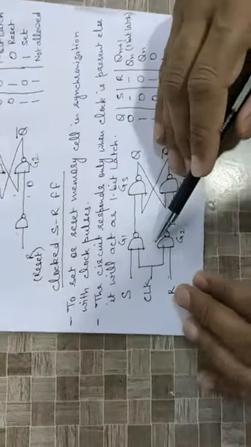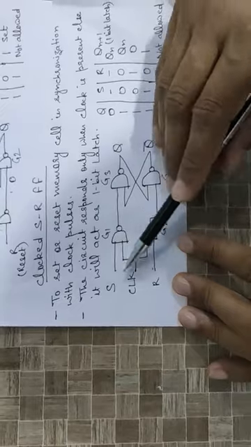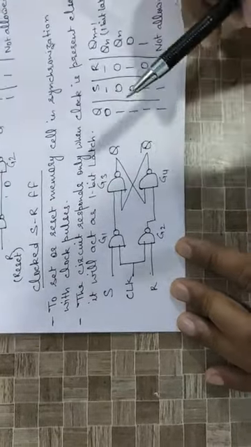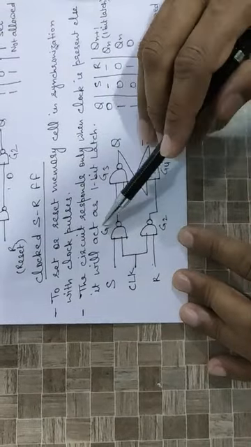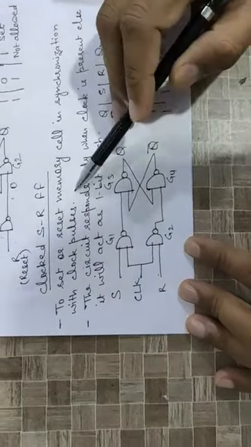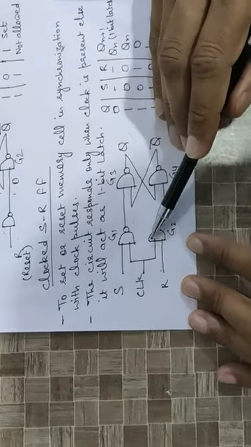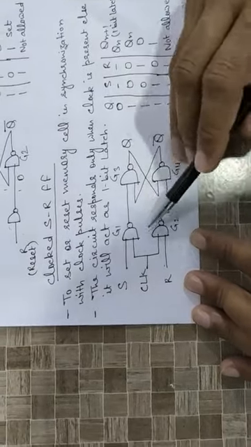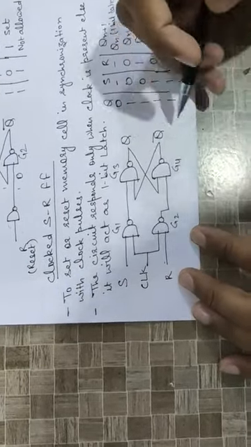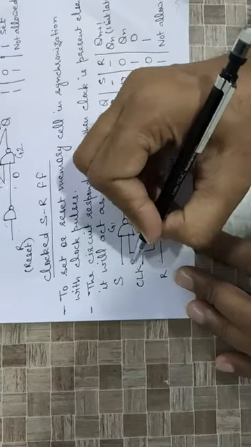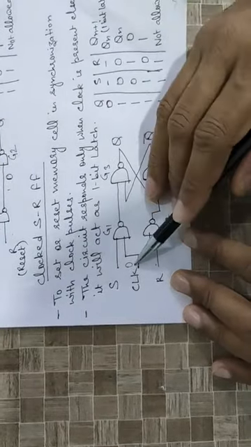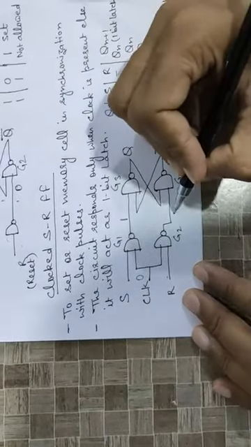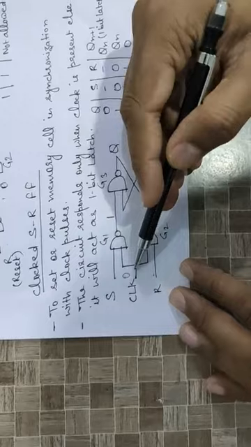If I provide a clock to the input, it will form a clocked SR flip-flop, which is a clocked sequential circuit. Here, to set or reset the memory cell in synchronization with the clock pulses, we are using the clock pulse, and the circuit responds only when the clock is present, else it will act as a 1-bit latch. How will it work? Suppose I am giving the value of clock to be 0. Then in case of NAND gate the output will always be equal to 1 for both the cases, as the value of clock is 0.